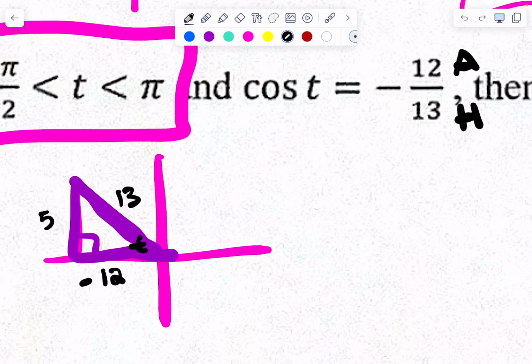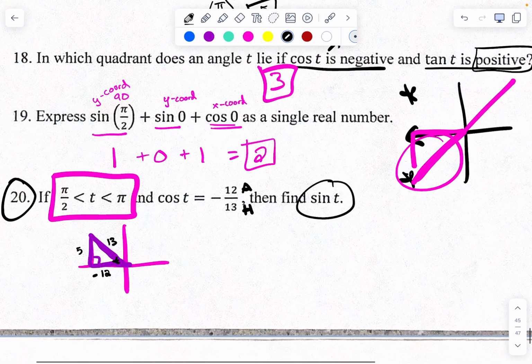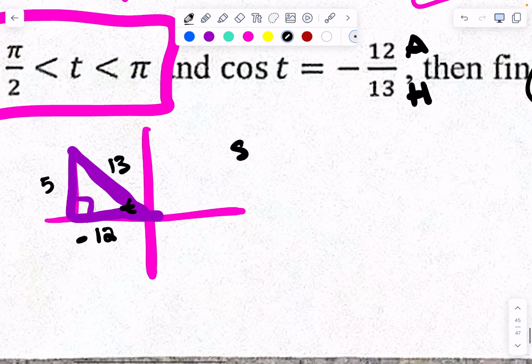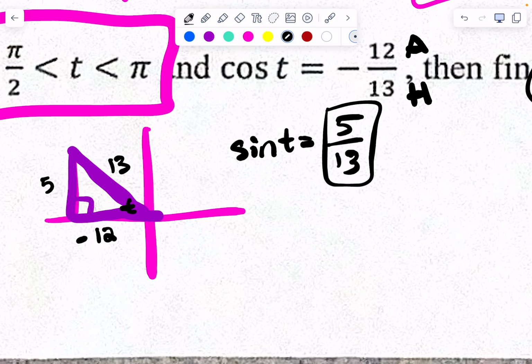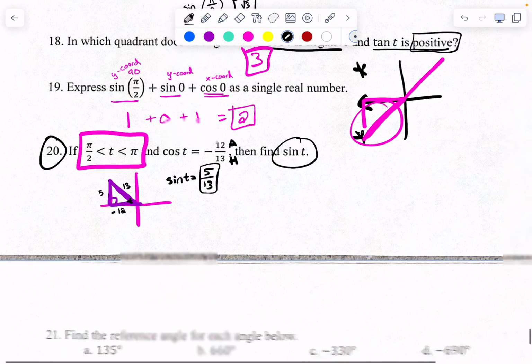Okay? They don't want all 6, they just want sine. So sine of t is equal to opposite over hypotenuse, 5 over 13. Did you get any of them right? I hope so. Okay. All right, there you go. Good? How about that? Great.